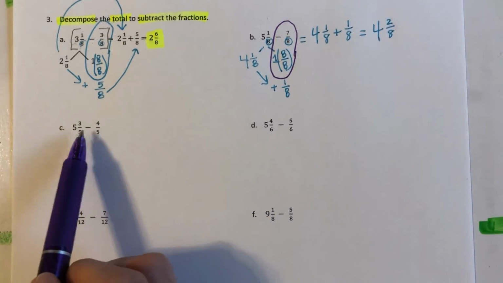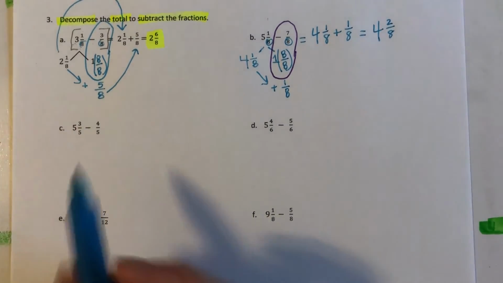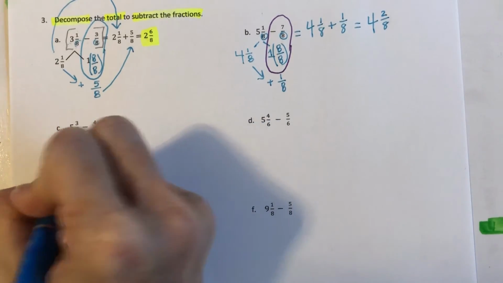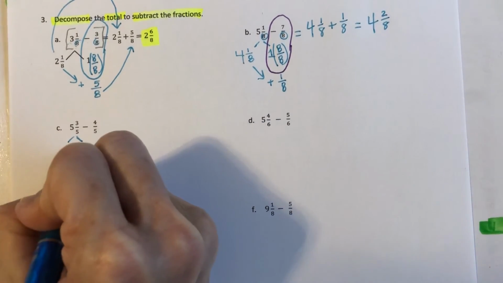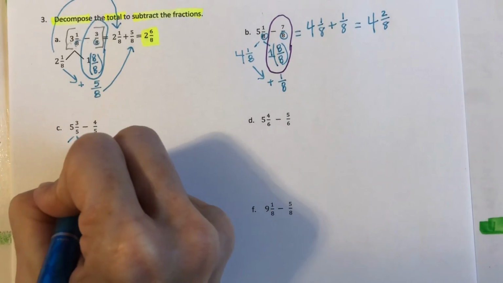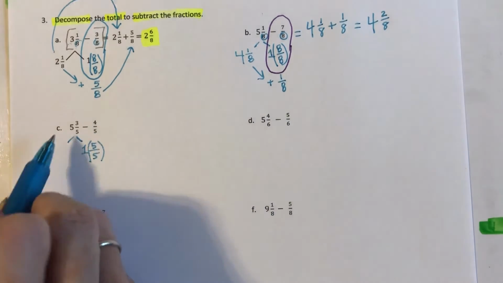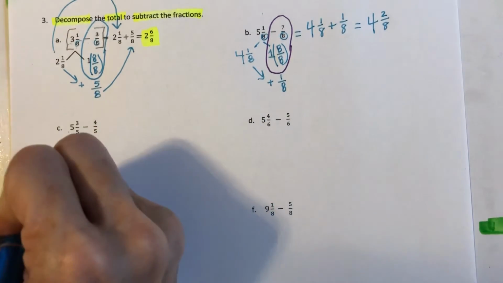5 and 3/5 take away 4/5. Again, which side of the problem do we decompose? We decompose this side. Take one whole away from the 5 and put it right here. That is the same thing as saying 5/5. If I took a whole away from this, this becomes 4 and 3/5 now.